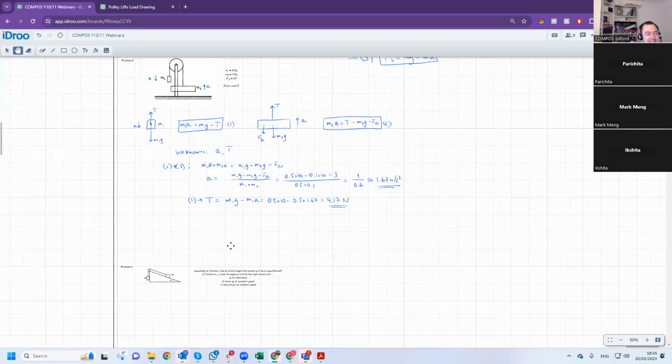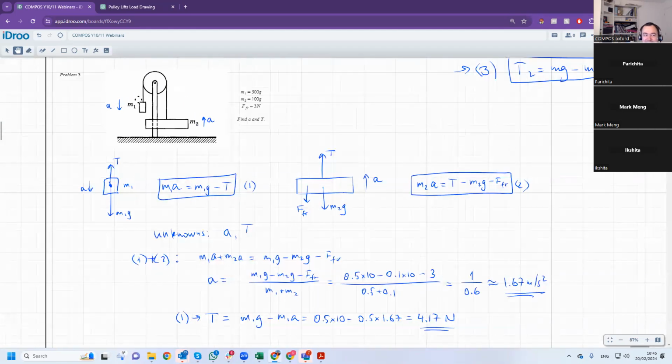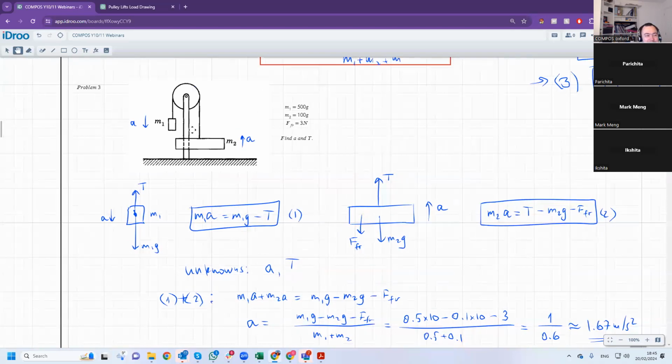Ikshita, does that answer your question? Does that help? I mean, what I said. Okay, I hope so. If M1 was on a table, then M1g would not be pulling on the rope. M1g would be pulling down against the table, which there would be no more reaction. So the only force would be the tension.